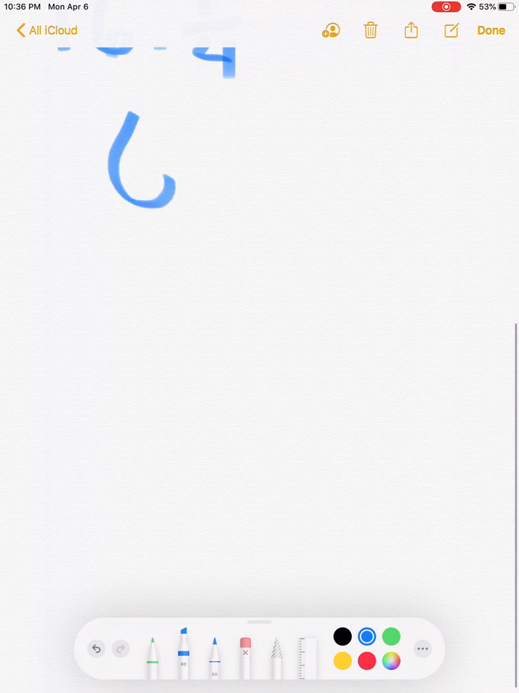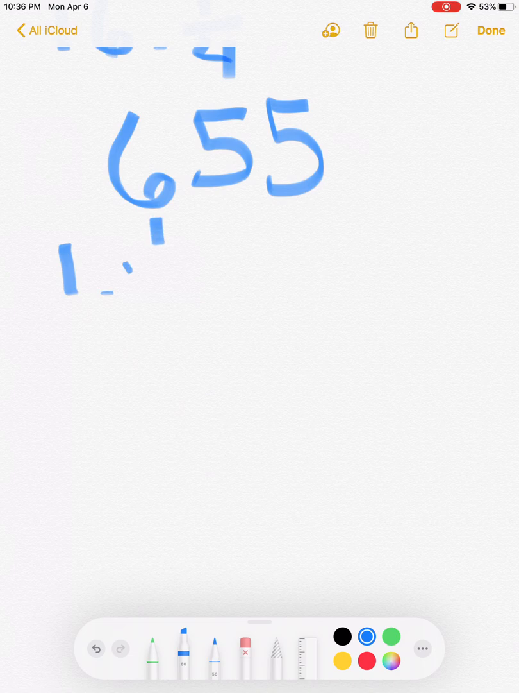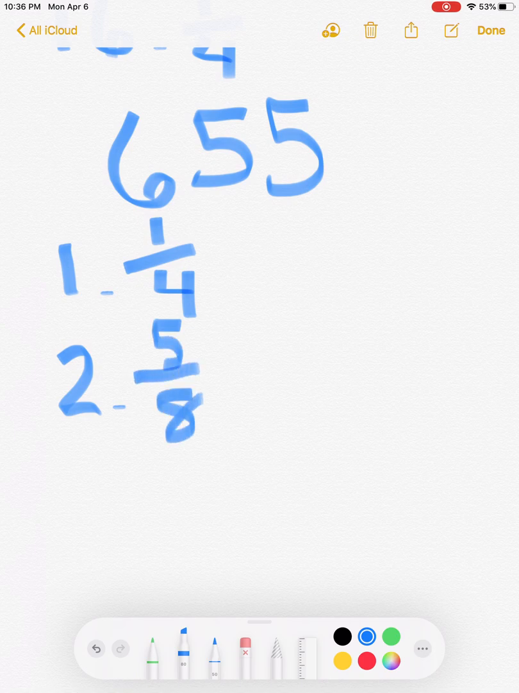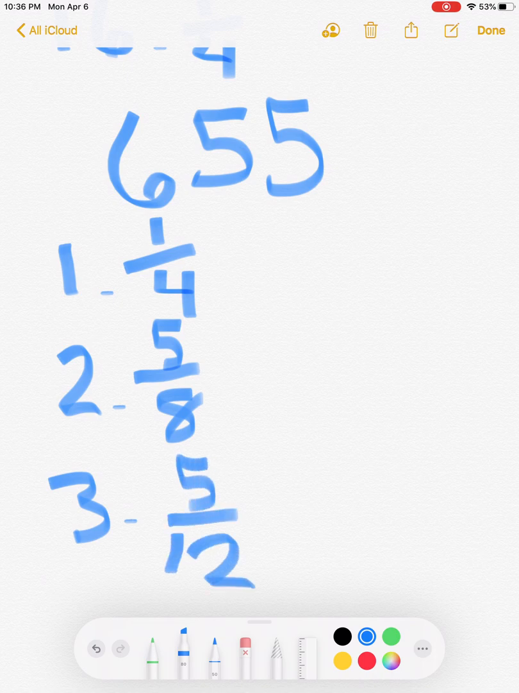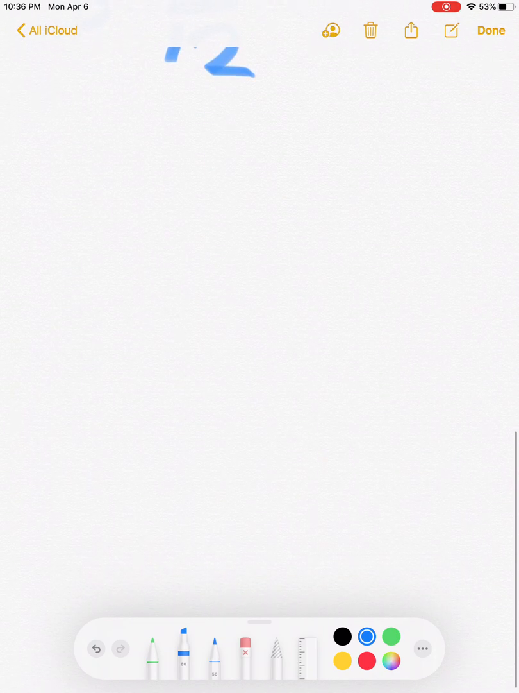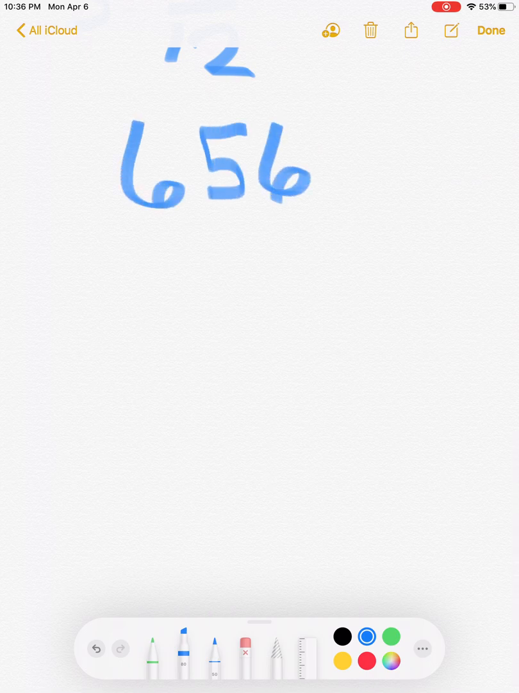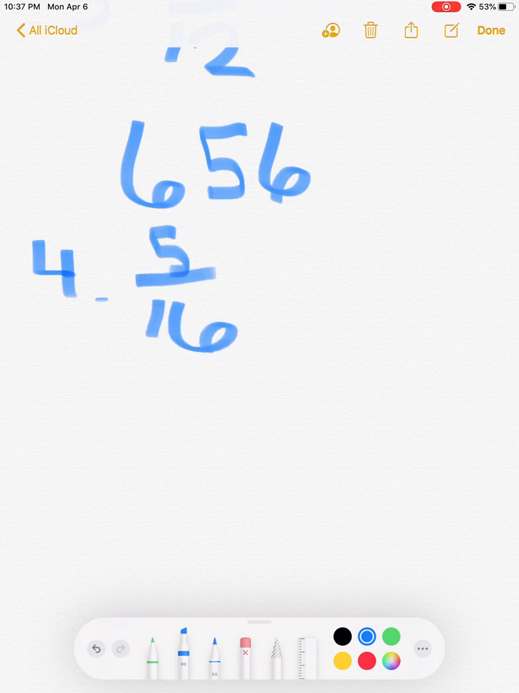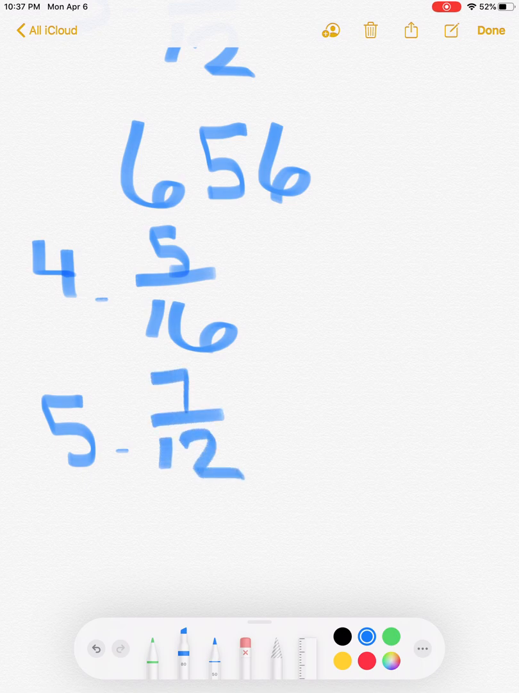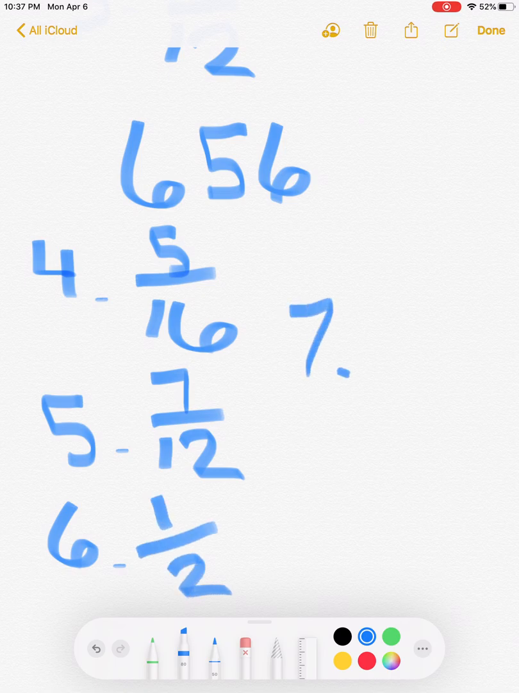Page 655. Number 1, 1/4. Number 2, 5/8. Number 3, 5/12. Page 656. Number 4, 5/16. Number 5, 7/12. Number 6, 1/2. Number 7, C.